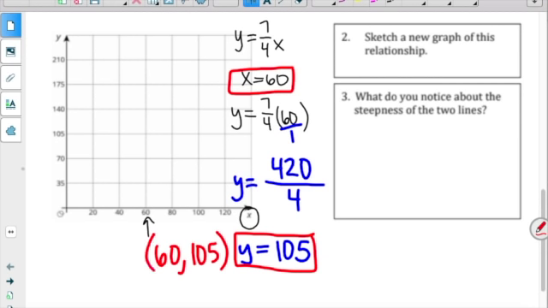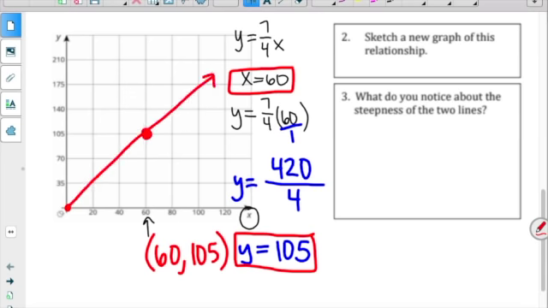And I did not have to pick 60. I could have picked any of those numbers down on my x-axis, plugged it in, and figured out what y is. It's going to change. So I did 60 and 105, so I'm going to go over 60 and up to 105 and place my dot. And then, as we know, a proportional relationship always goes through the origin. So there's my 2 dots that I need to graph. So there's my line, best I can make it.